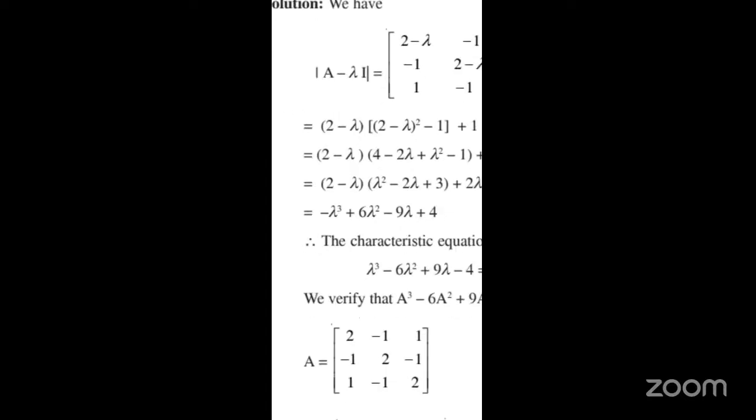Now, the determinant of A minus lambda I: taking the principal diagonal of the given matrix, we get 2 minus lambda, 2 minus lambda, 2 minus lambda. After simplifying A minus lambda I, we find its determinant, a third degree polynomial in lambda. Finally, after simplification, we get minus lambda cube plus 6 lambda square minus 9 lambda plus 4. That is the polynomial expression for the determinant of A minus lambda I.